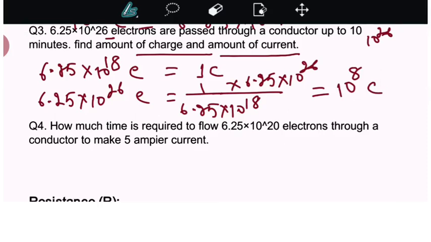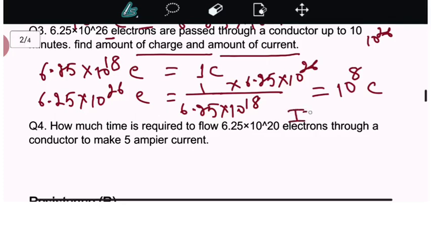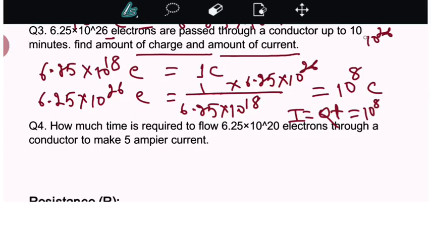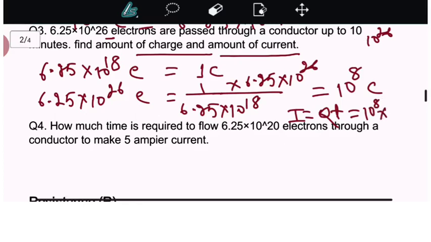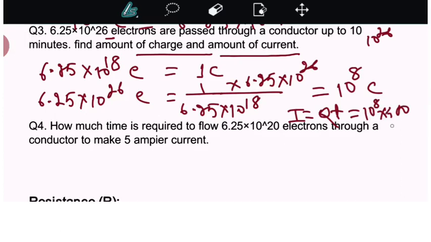Now you have to calculate the current. You can calculate it yourself. I is equal to Q by t, where Q is 10 to the power 8 and time is 10 minutes, means 600 seconds. So it will be equal to 6.0 into 10 to the power 10 ampere. You can calculate that easily.